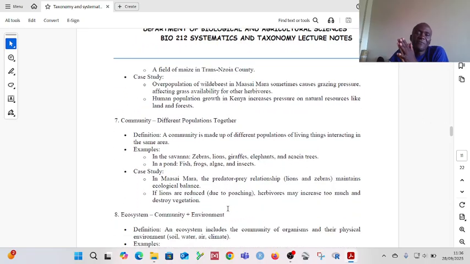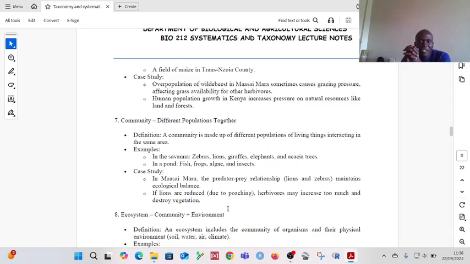Then when you have different populations that are interacting in the same area, then they form a community. Different populations, meaning organisms from different species, but they are interacting in the same area, then we can call them a community.